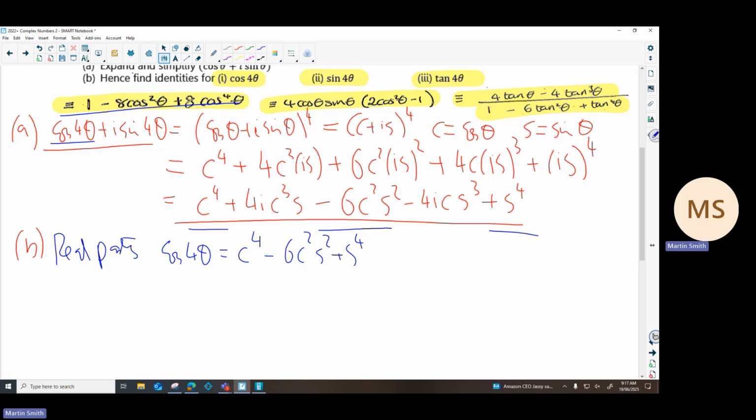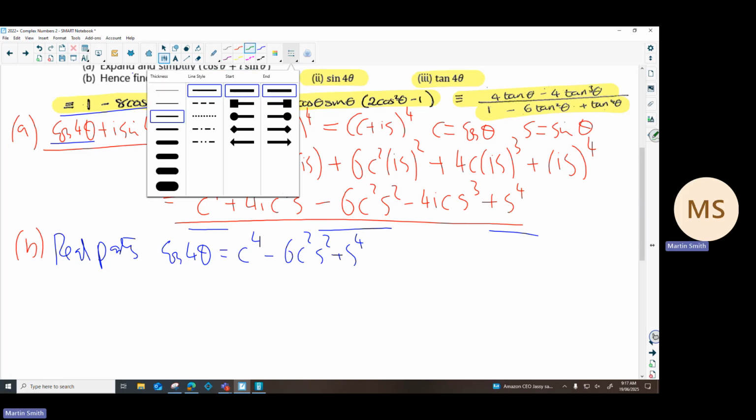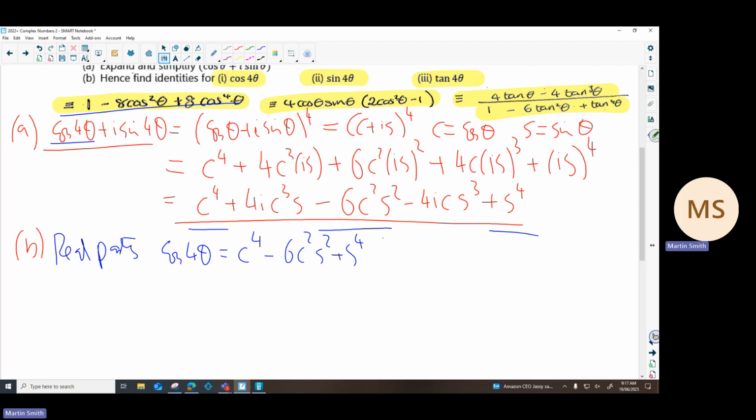To get the formula for sine 4 theta, you compare the imaginary parts. Maybe I'll do these in green. So if you look at the imaginary parts on both sides, the imaginary term on the left-hand side is i times sine 4 theta. The imaginary terms on the right are that and that. So comparing the multiples of i, comparing coefficients, we get that sine 4 theta is equal to 4c cubed s minus 4c s cubed.